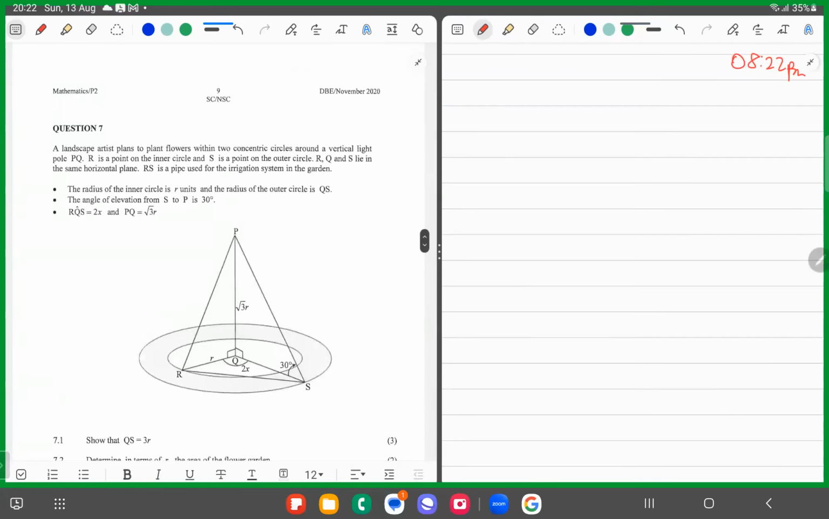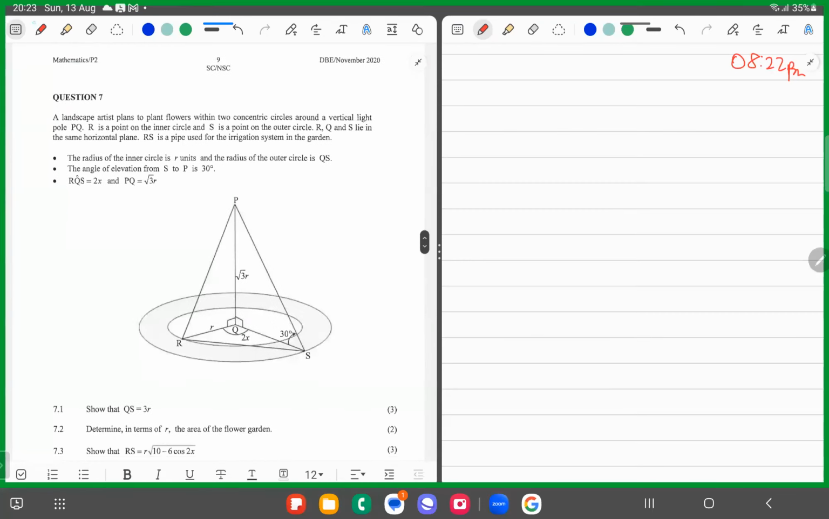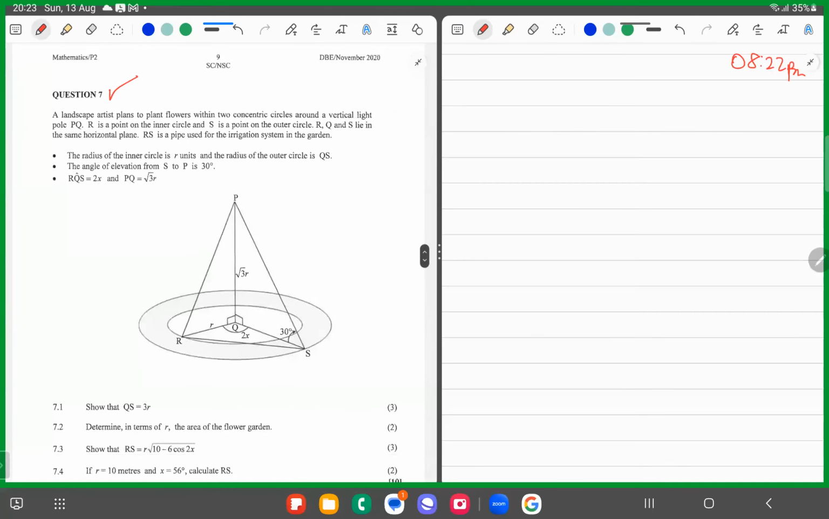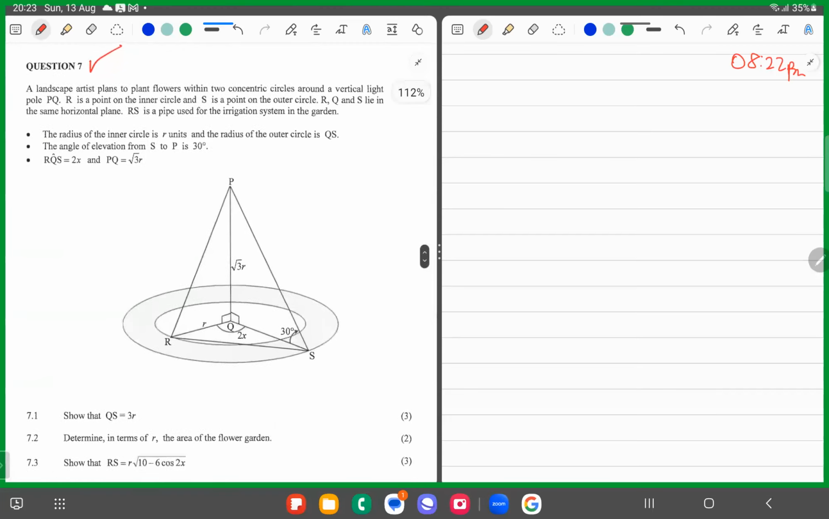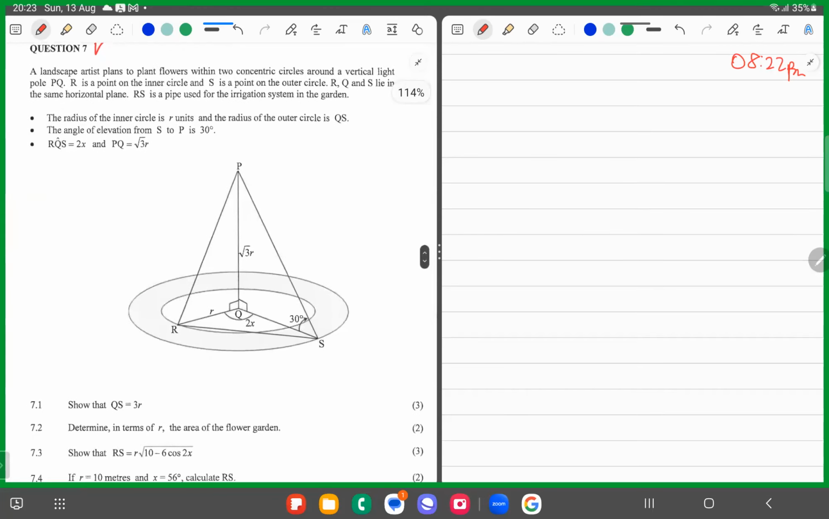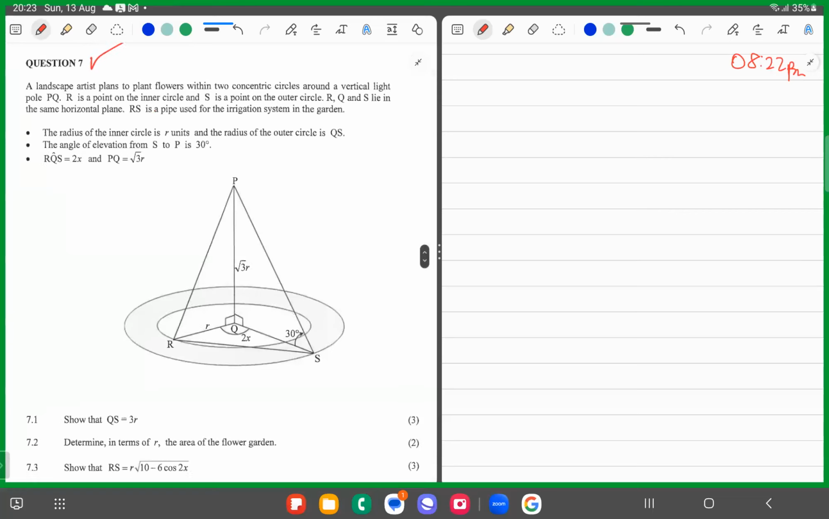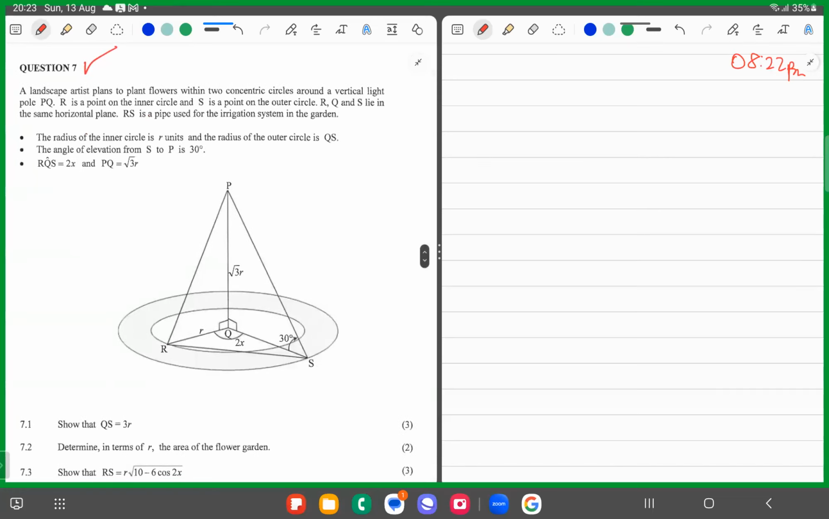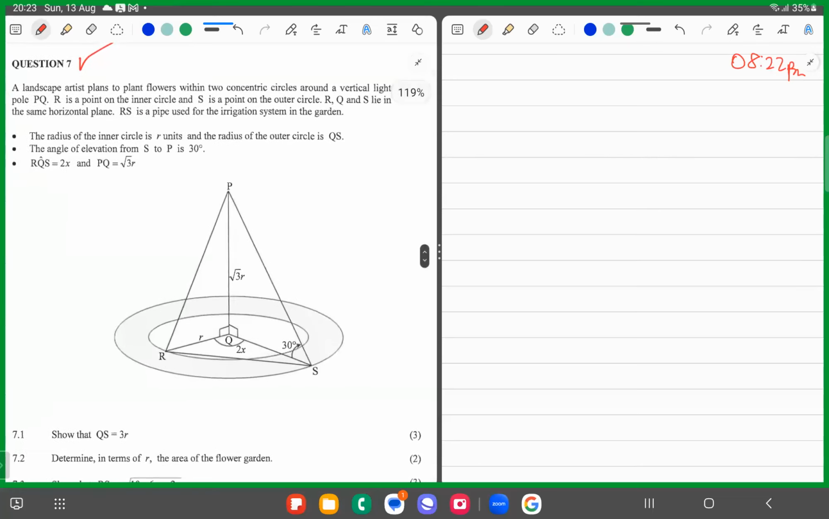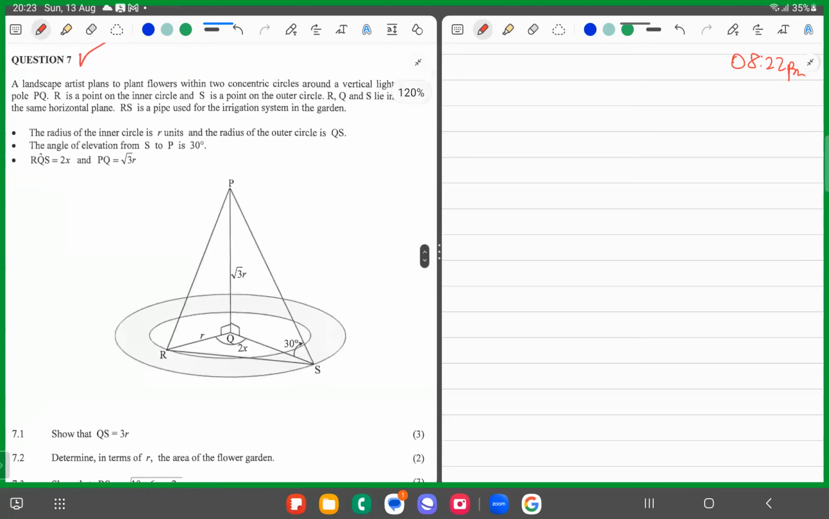Right, so we're going to be looking at question 7. Now, question 7 is very standard, and we analyze it together. It is about a landscape artist that plans to plant flowers within 2 concentric circles around a vertical light pole PQ.